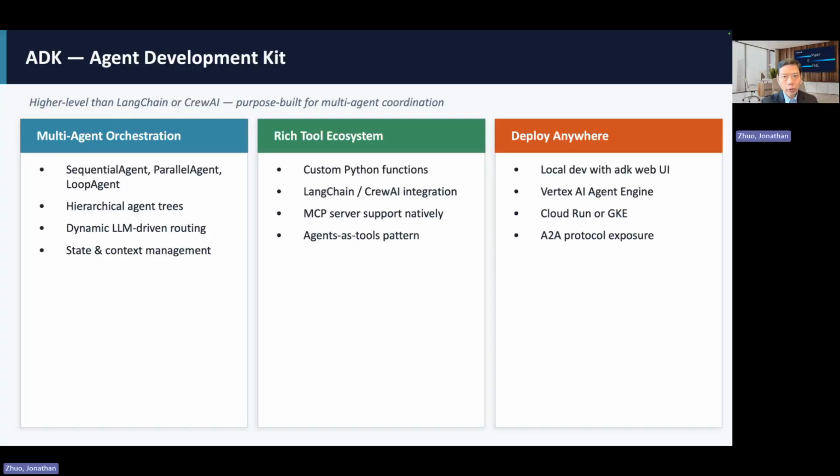Second, a rich tool ecosystem: native MCP support, LangChain integration, agents as tools. Third, flexible deployment. You start locally with the ADK Web UI for development and then deploy to GCP environments: Gemini Enterprise Agent Engine for fully managed, or Cloud Run and GKE for special workloads. Same code, different targets, no rewrite needed.